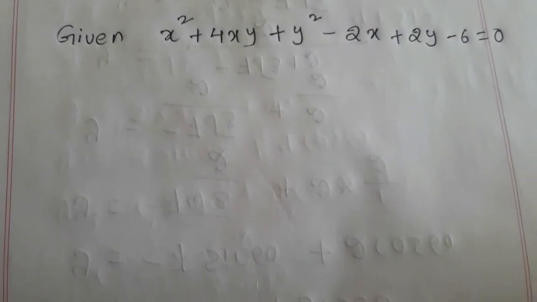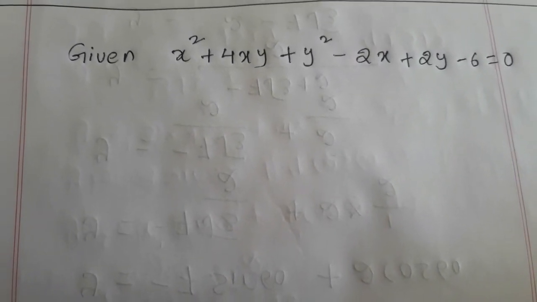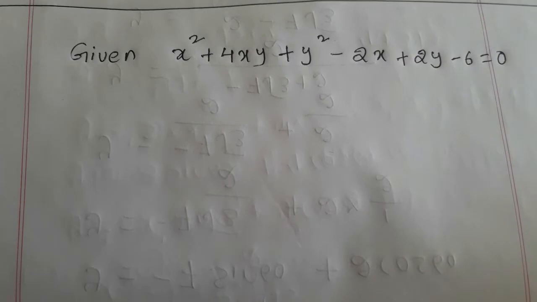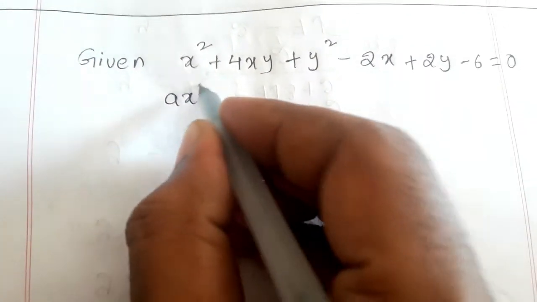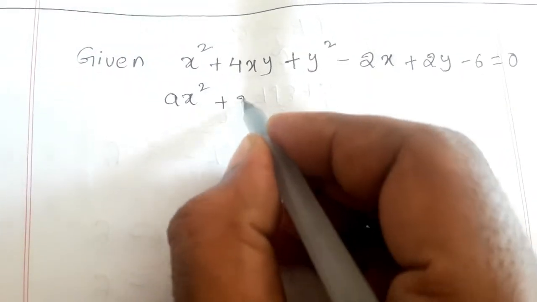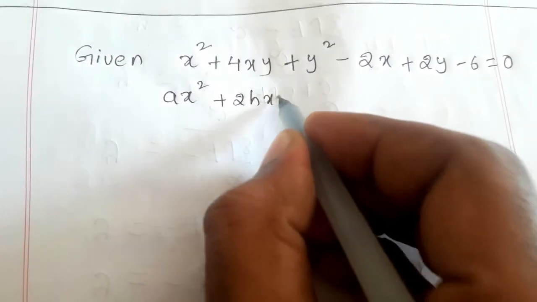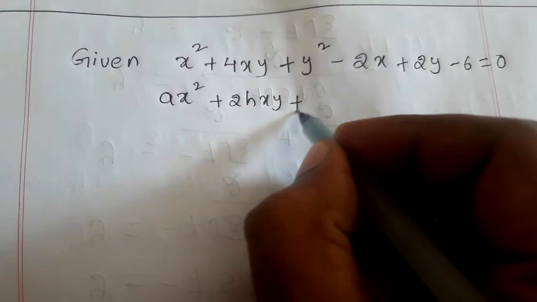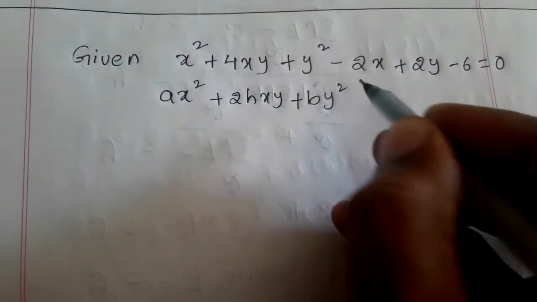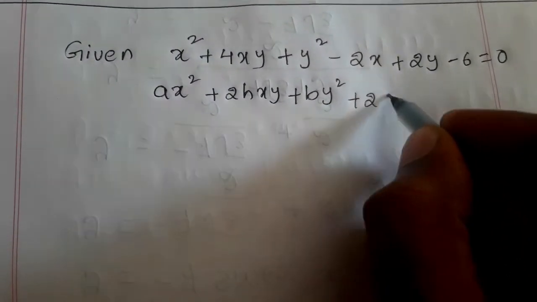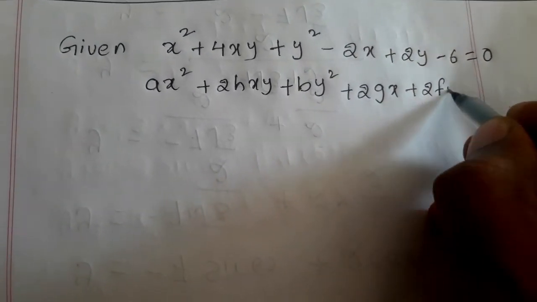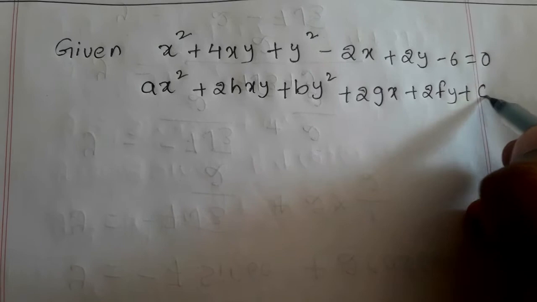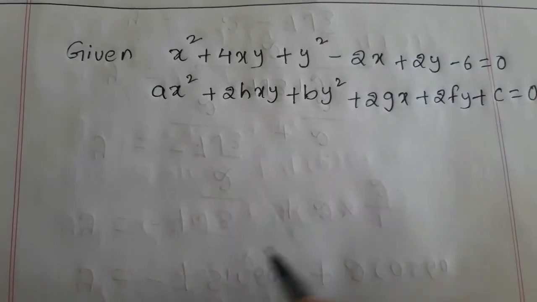Now what we have to do? We have to compare the given equation with the standard equation. So that is ax square plus 2hxy plus by square plus 2gx plus 2fy plus c is equal to 0. This is the standard equation.